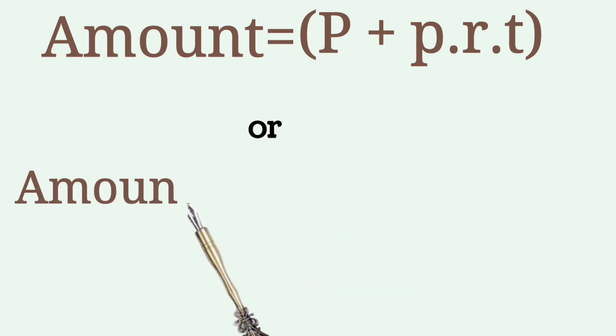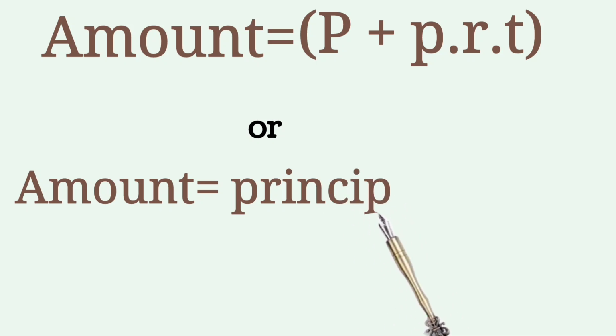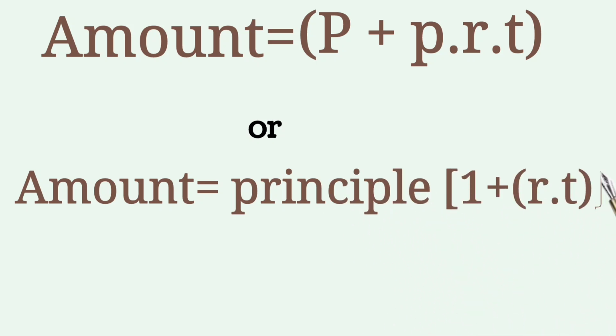The second one is amount is equal to principal into 1 plus R into T, where we have to be careful while calculating this formula, because first we need to calculate R into T, then add 1 to it, and only then multiply it with principal to get the accumulated amount.